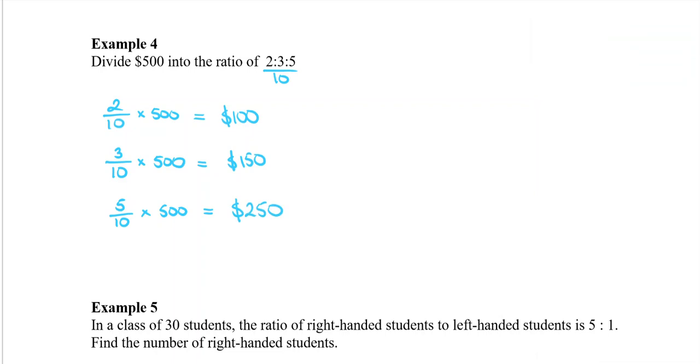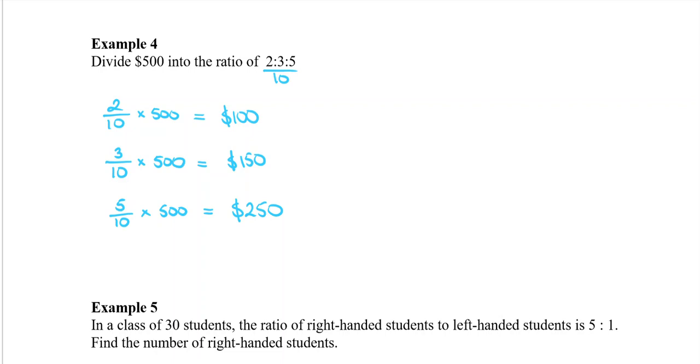$250. So I have split the 500 up between the 3 people in the ratio, and they get $100, $150 for the second person, and $250 for the third person. So that is a large part of this topic, is being able to divide in a ratio. So that's a very important skill there.